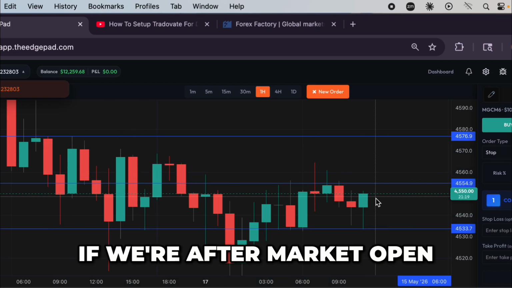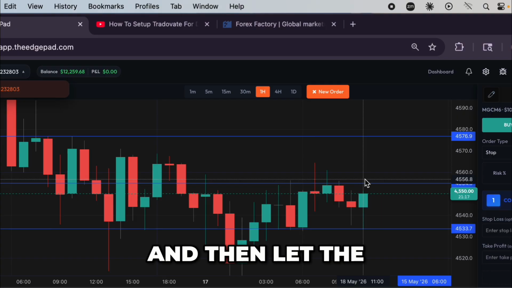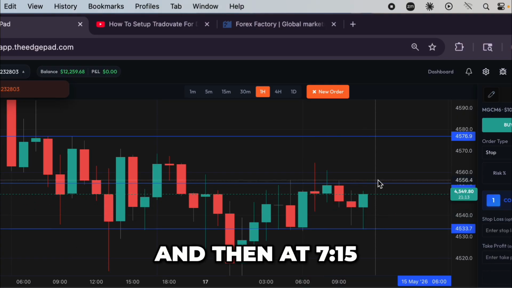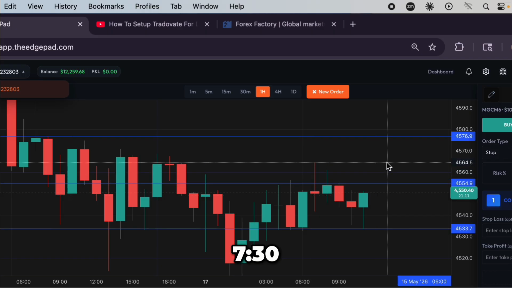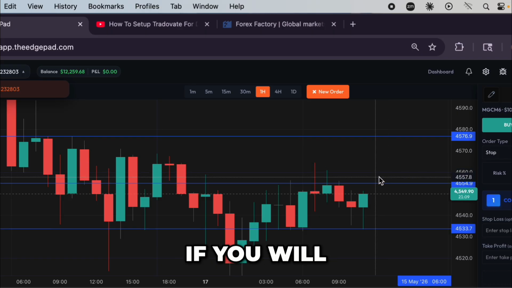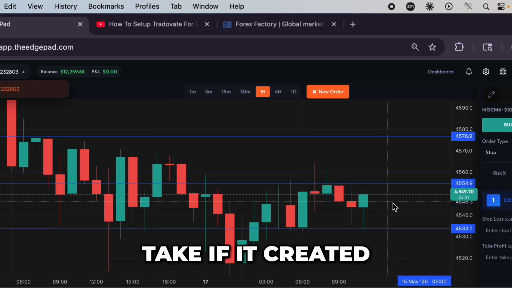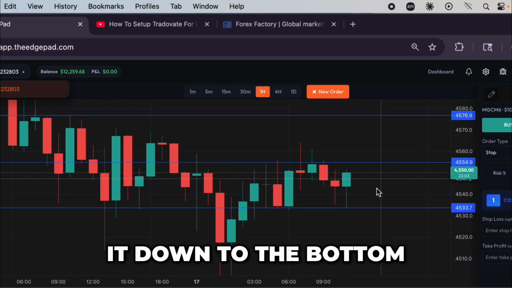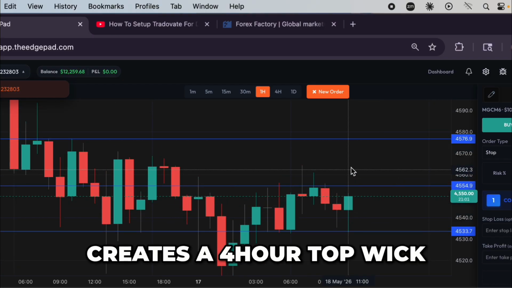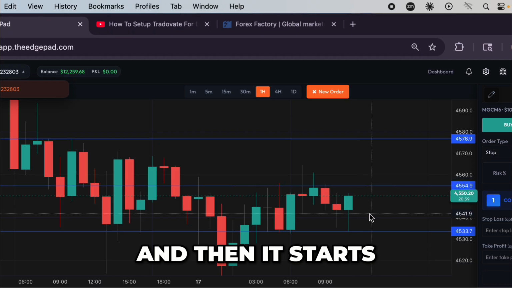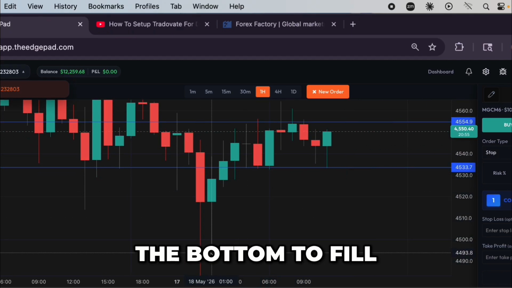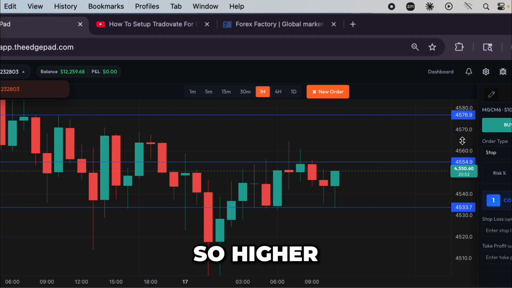If we're after market open, New York open, and then at the 1 hour close, so let's say it's chopped around until that time, and then at 7:15, 7:30, 9:30 Eastern, if you will, yeah, if it created a bottom wick, I would take that trade to the top, okay? But I'd also trade it down to the bottom. Let's say price comes back up here, creates a 4 hour top wick, and then it starts coming back down here. Would I trade it under this range to the bottom to fill these wicks? Absolutely.